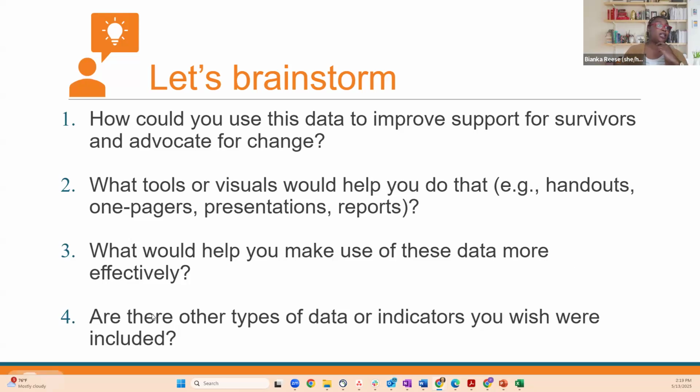And the last question is, are there any other types of data or any other indicators that you wish were included? Holly's saying you want to see numbers per year. That's very helpful, and I'm sure others could benefit from that. Any other types of data or information you would want to see? Deanna mentioned having the census numbers by population next to it would be helpful for context. Anything else?